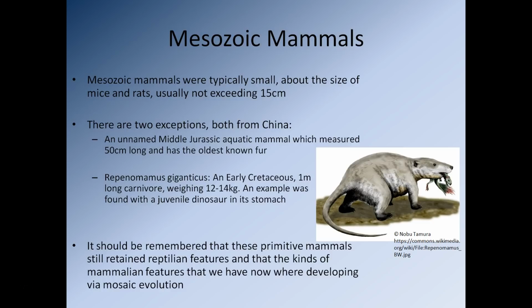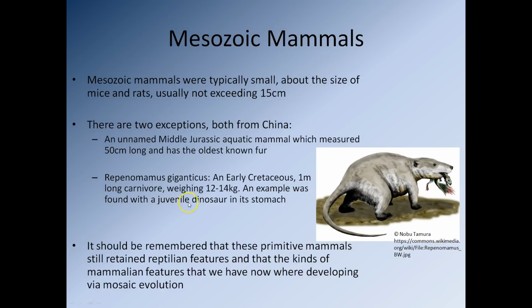reptiles. So there are two exceptions to this relatively small body design, and they're both from China. The first example is an unnamed Middle Jurassic aquatic mammal which measured about 50 centimeters, so half a meter in length, and it has the oldest known fur. So that was pretty big. Now in this case, as we can see, it's aquatic, so that means it's living in an environment where the vast majority of reptiles don't live. So it's made its own little environmental niche. And because it's got that little environmental niche, that means it has control over the food supply, and so it can grow to larger sizes. So it's not really competing with other animals.